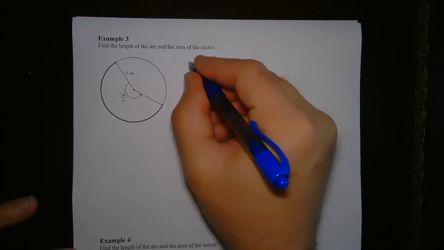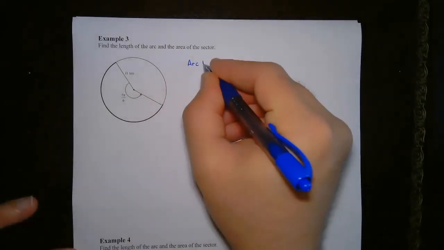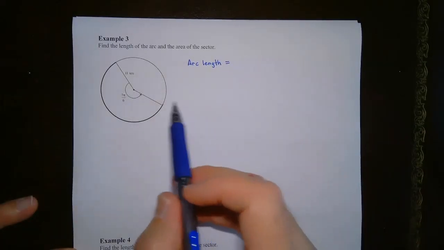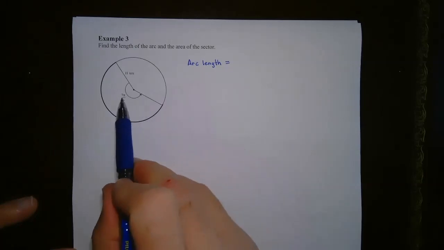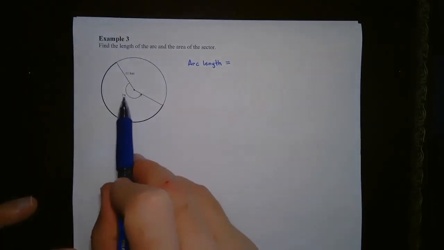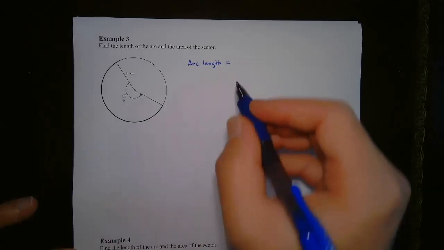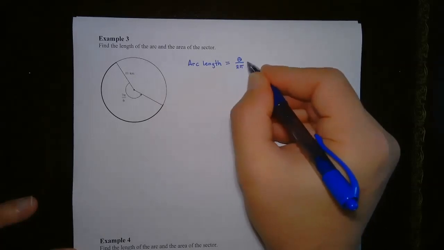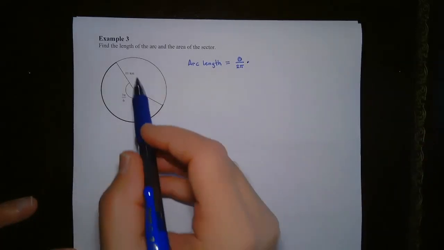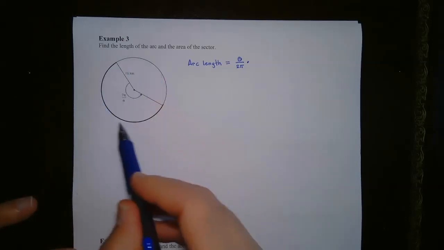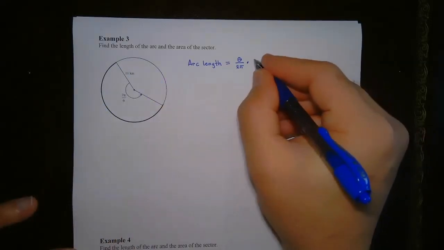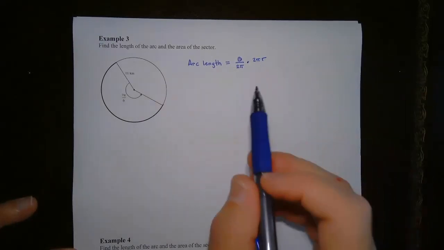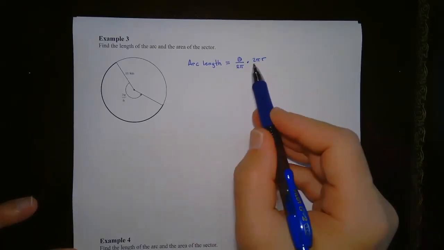So what do we know about arc length? Well, we know that we're in radians because this is 7 pi over 6 and there's no degree symbol on this. So we know we're in radians. So we know that's going to be theta out of 2 pi times the length all the way around the circle, and that would be 2 pi r. This is what I mean by I don't want you to memorize the formula. I want you to understand where it comes from.